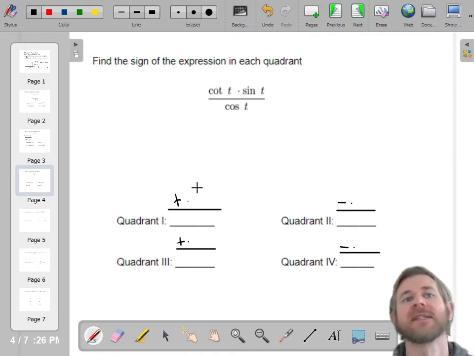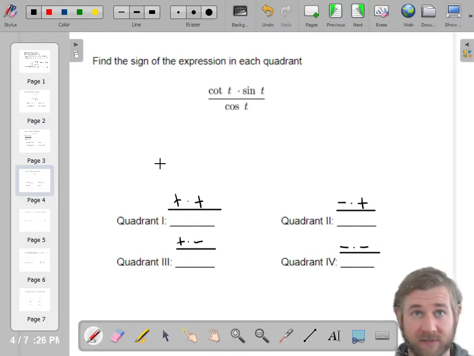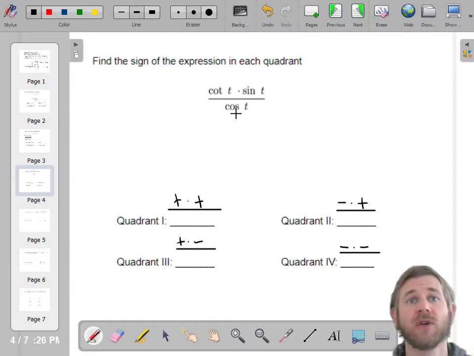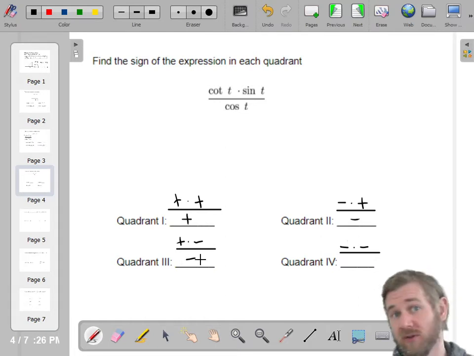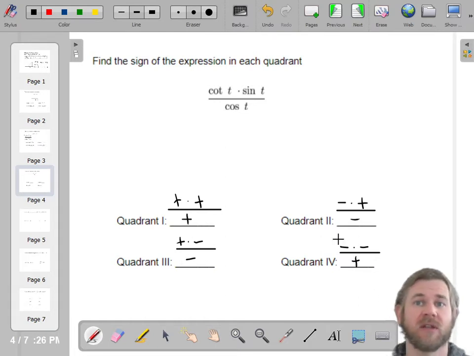In the first quadrant, sine is positive. In the second quadrant, sine is still positive. In the third quadrant, sine is negative. And in the fourth quadrant, sine is negative. Now we'll do cosine. In the first quadrant, cosine is positive. In the second quadrant, cosine is negative. In the third quadrant, cosine is negative. And in the fourth quadrant, cosine is positive.